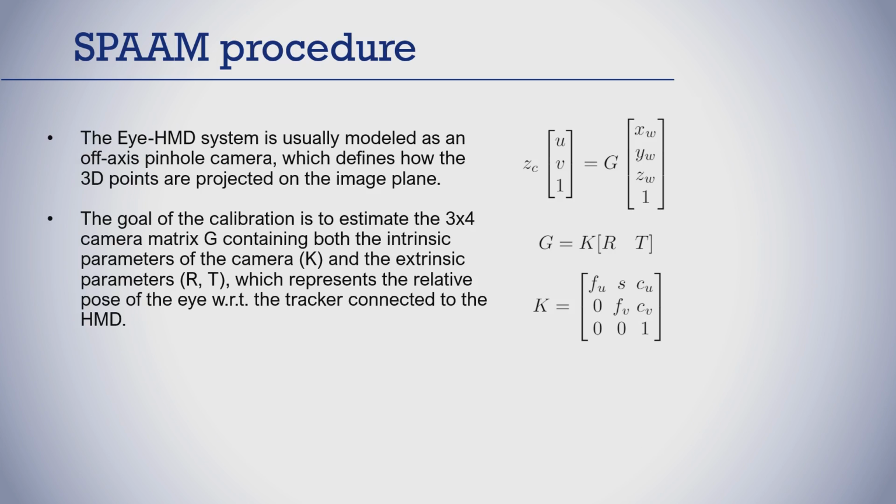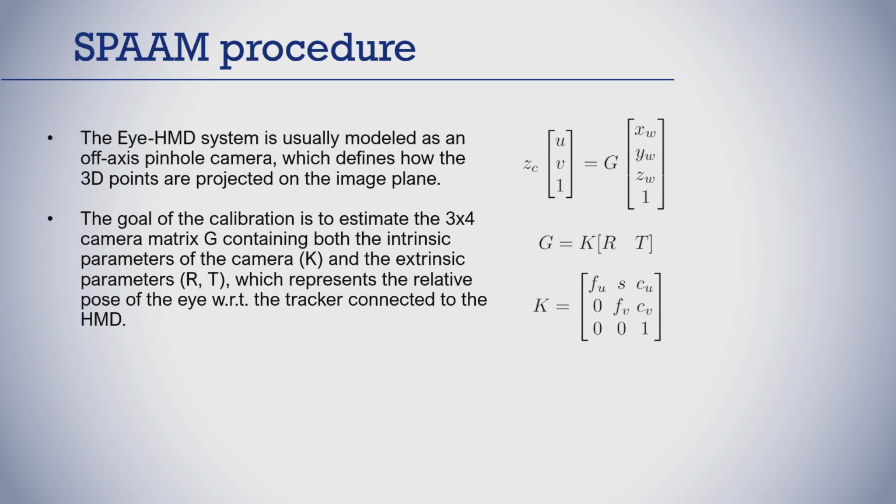What to do with those parameters? Let's see first how the system of the eye and the headset is modeled. This is usually the model which is used for the eye and headset, which is an offset pinhole camera model, which basically is the projection model which maps 3D world points into the image plane coordinates. So the goal of the calibration is finding this 3x4 matrix, which allows us to map any point in the workspace into the image plane, basically the lenses of the headset.